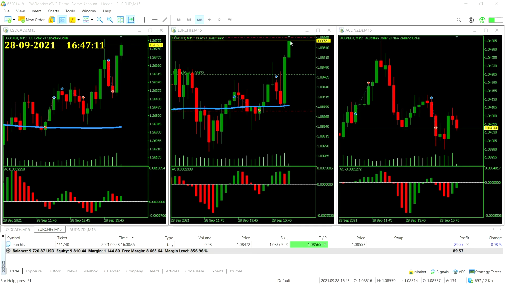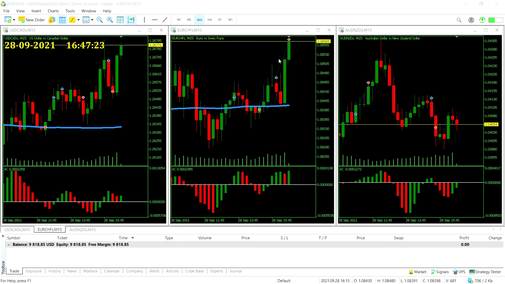Very close to our take profit now. We can actually see that level. It looks like it's going to push. The only disappointing thing is we can see how the euro Swiss franc trade is really mirroring the US dollar, Canadian dollar over here. There is our take profit.